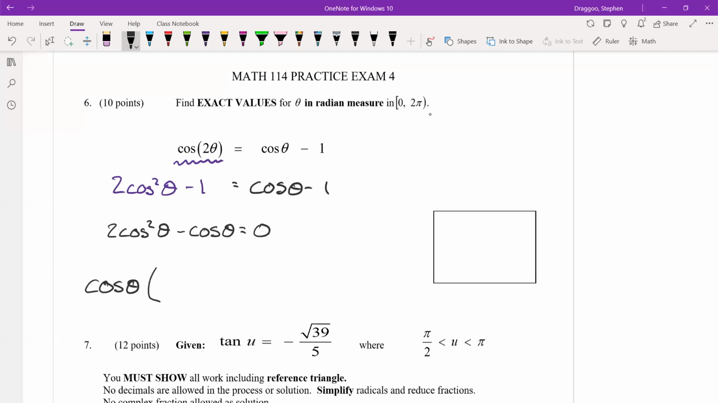I would then factor out a cosine of theta, leaving 2 cosine theta minus 1 equals 0. And then that'll give me 2 options. Either 2 cosine theta minus 1 equals 0, or cosine of theta equals 0.